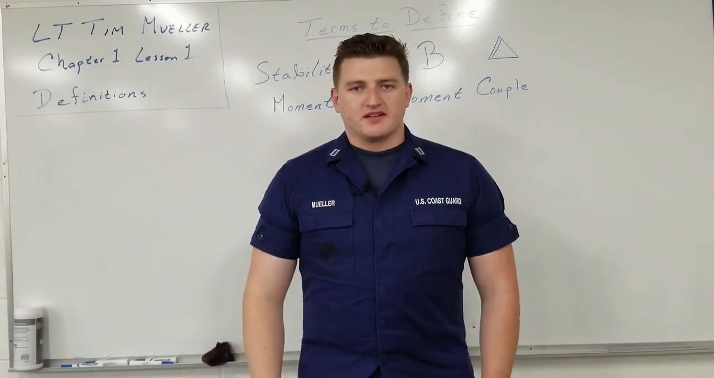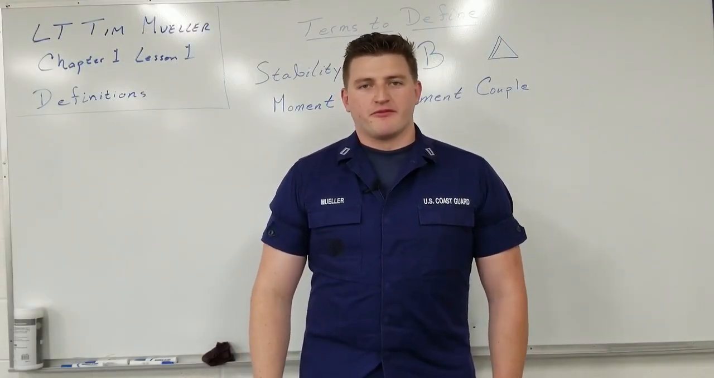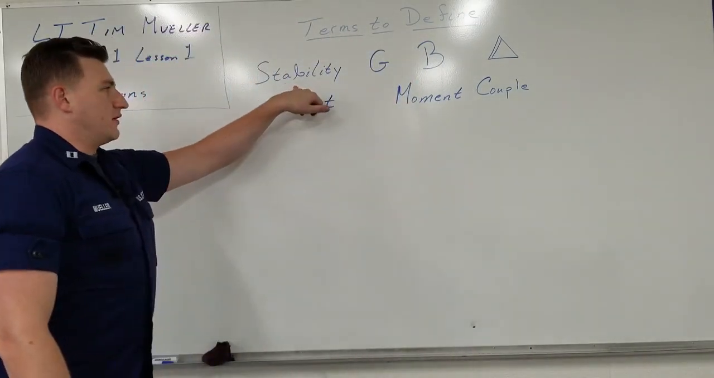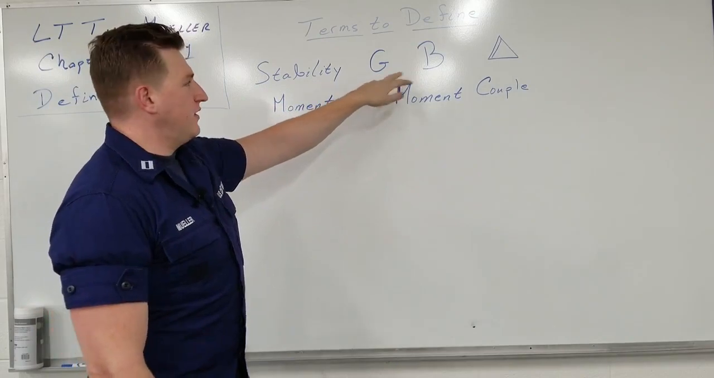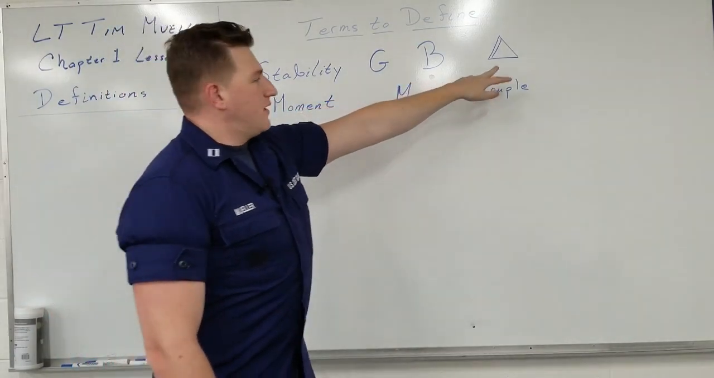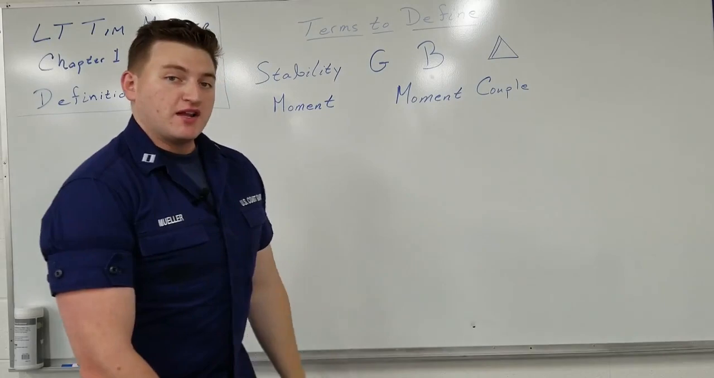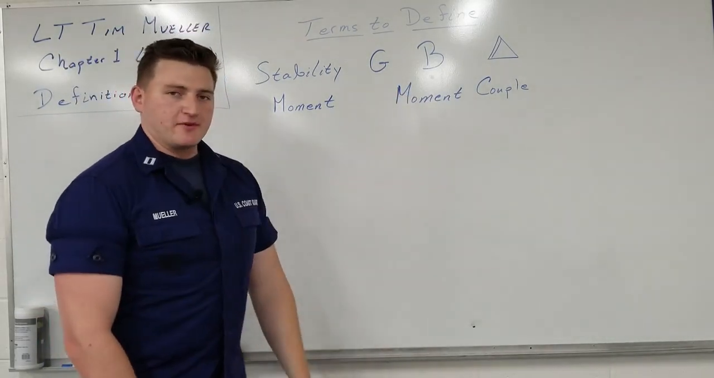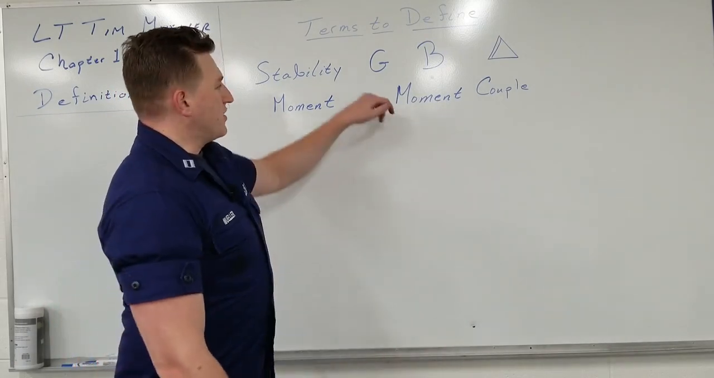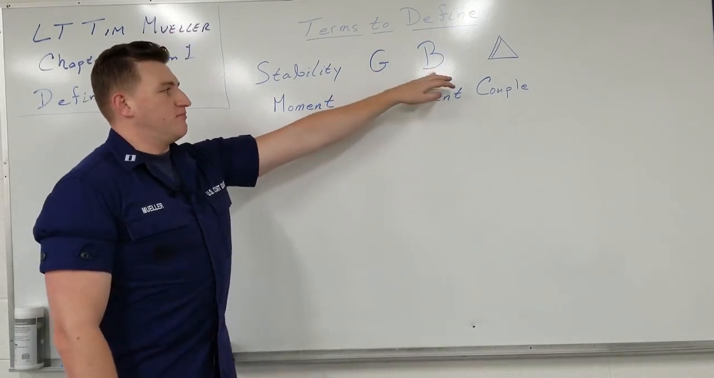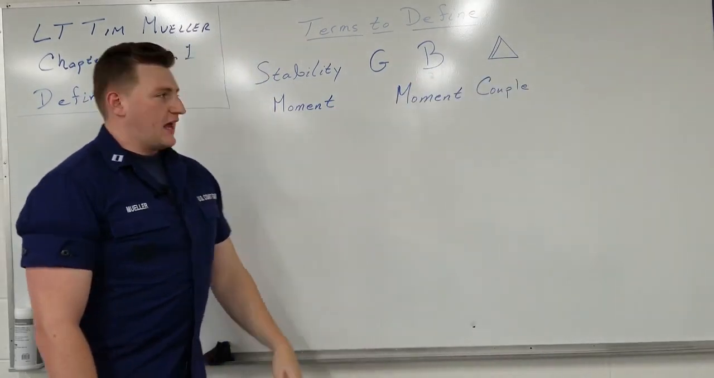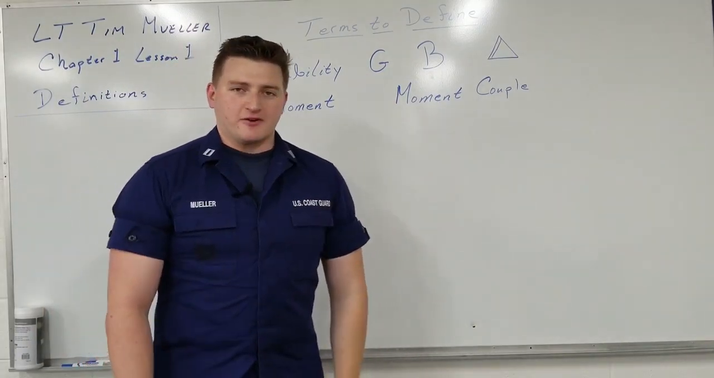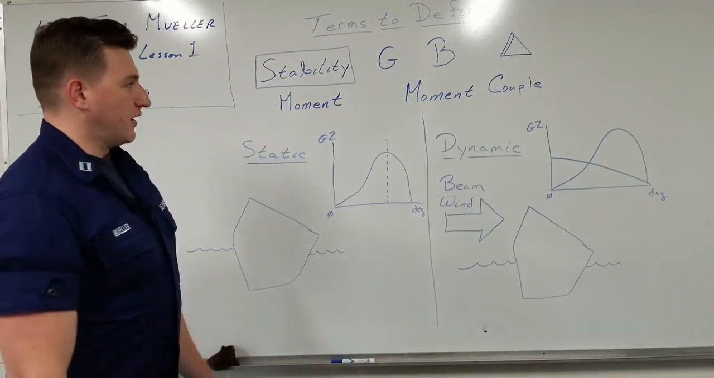As you saw in the enabling objectives, we have a couple terms that we have to define first before we actually start getting into the physics and the basics of ship stability. Those terms are stability, G, center of gravity, B, center of buoyancy, capital delta, which is displacement, moment, and moment couple. All of these have been touched on a little bit in Chapter 0 in my previous videos. So I'm going to assume that you already know a little bit about G, B, and delta here. But we're going to go a little bit more in depth with stability, moment, and moment couple in this chapter here. All right, so let's start things off by talking about stability.